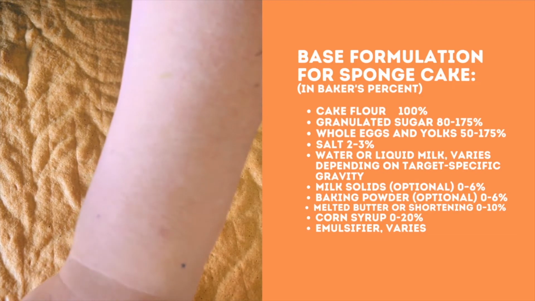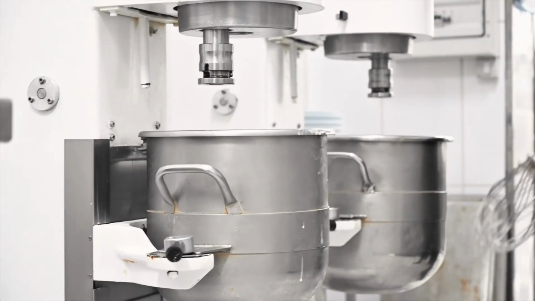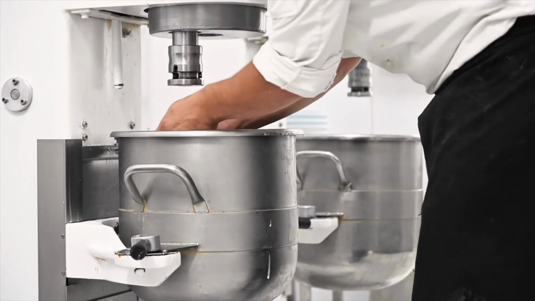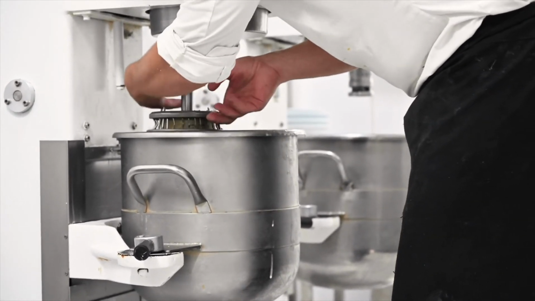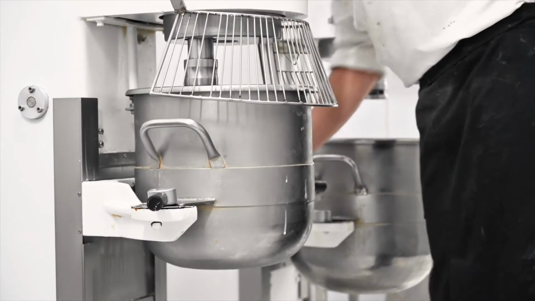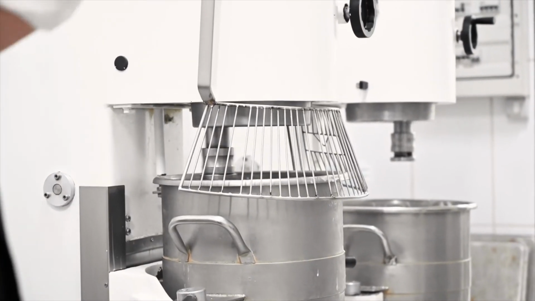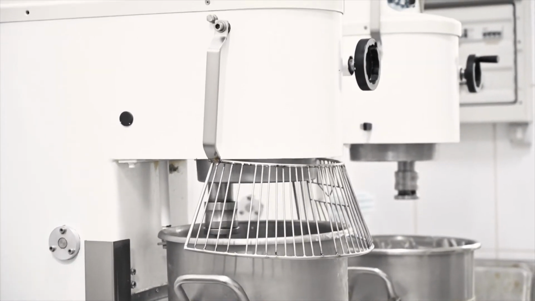Corn syrup 0 to 20%. Emulsifier varies. Adjustments to the base formulation should be made for various product specifications and target markets. Sugar, water, milk solids, baking powder, and other minor ingredients can be added only if proper formula balancing is exercised.